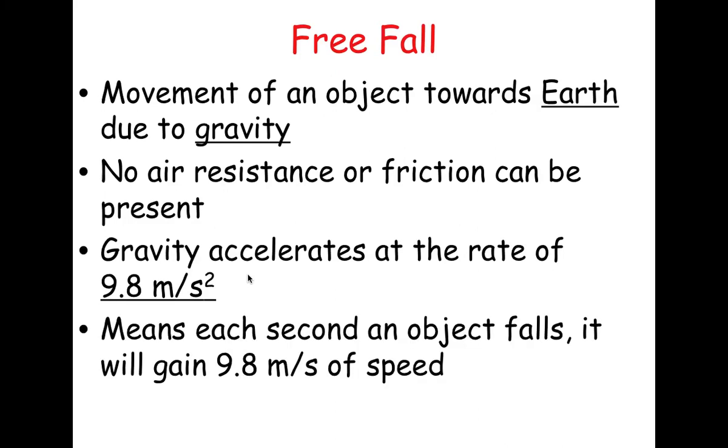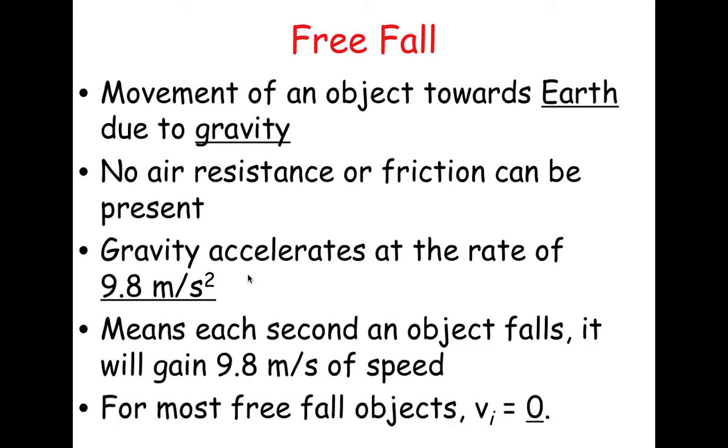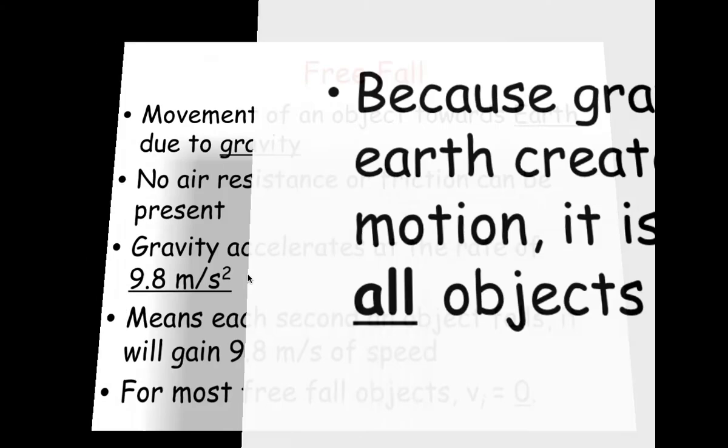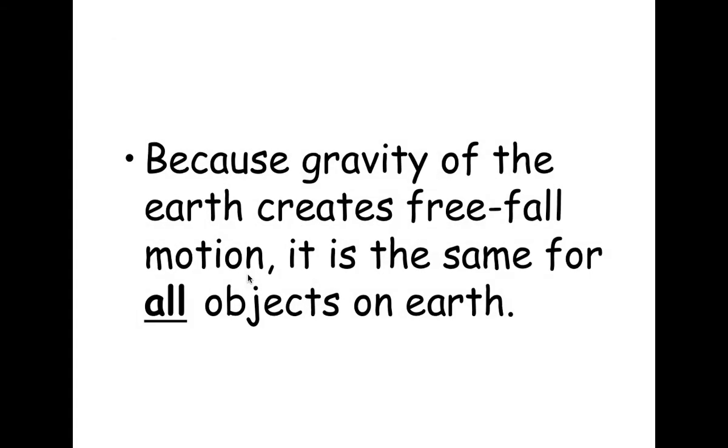So what this means is for every second an object falls, it's going to gain 9.8 meters per second of speed. Now for most free fall objects, because I'm dropping them from a height, my initial velocity is 0. And the nice thing about this is because free fall is created by gravity, the acceleration rate is the same for all of our objects.